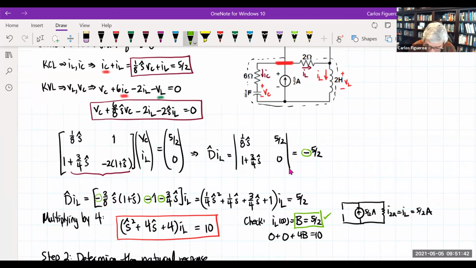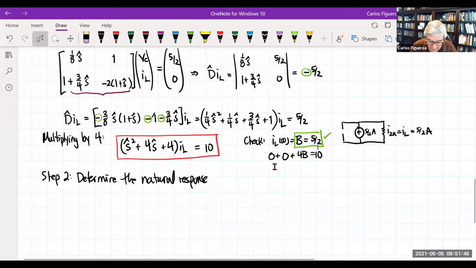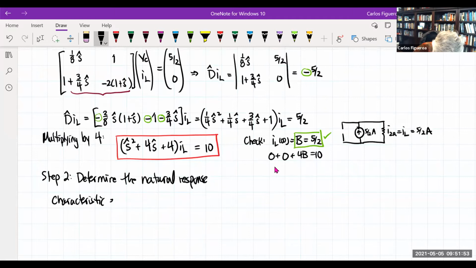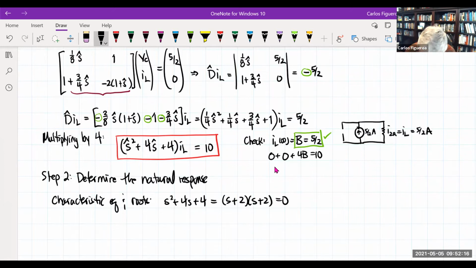So I now know what B is. Let's go get the natural response now. If I get the natural response, I'm going to focus on the characteristic equation and roots. So here we go. I think that's an easy one, right? That's 2 and 2. So I look at this equation and I could immediately write this as S like this. So this immediately tells me that S1 and S2 both must be -2.